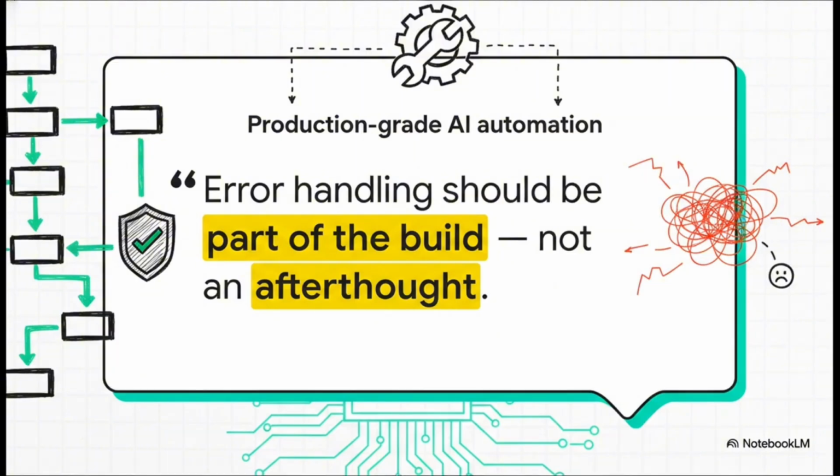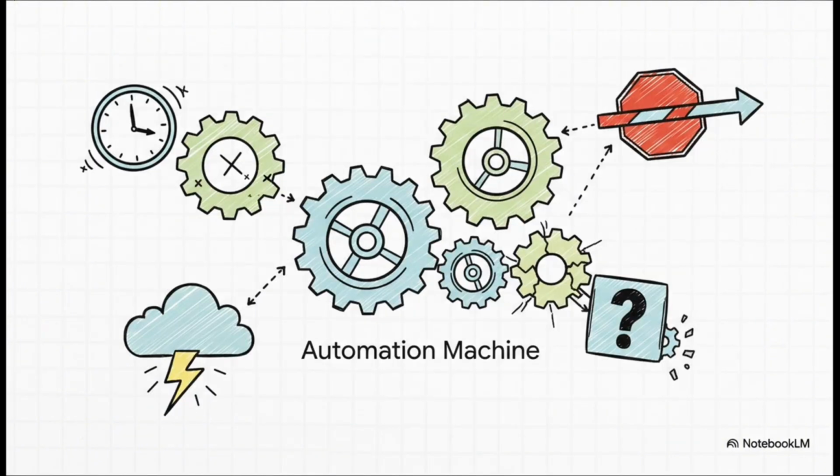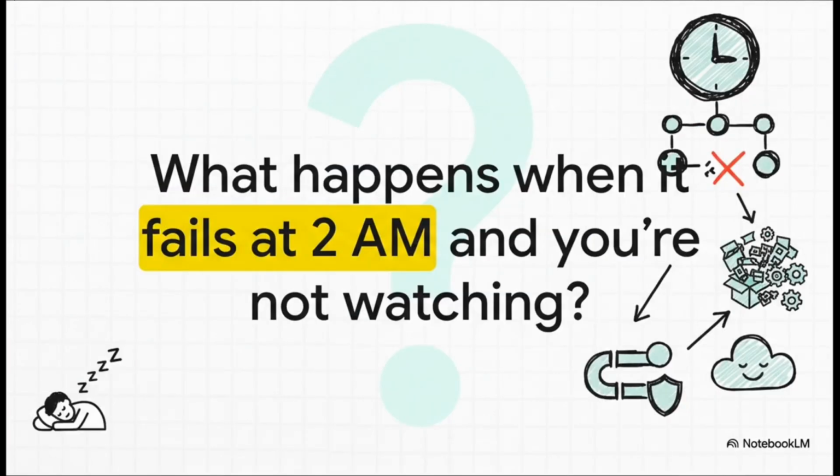Most AI automations don't fail because your logic is wrong. They fail because something external broke. And if something is external, you don't have control over it. So for instance, the API timed out, rate limits kicked in, the service had a moment, the payload wasn't what you expected. So the question really isn't, will this fail? The real question is, what happens when it fails at 2 a.m. when you are not watching?